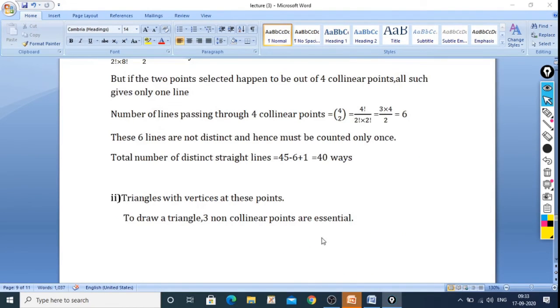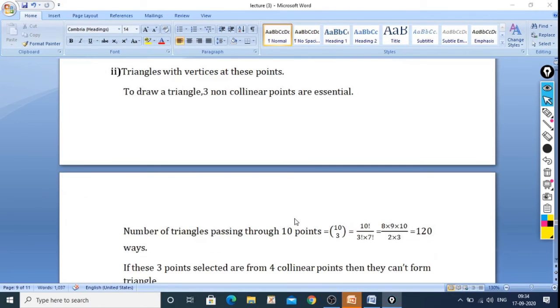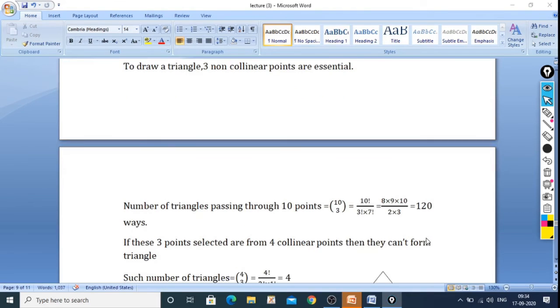See the second part, that is triangle. Triangle with vertices at these points. Now to draw the triangle, three non-collinear points are essential. Out of these points, 2 points can be collinear. So the number of triangles from 10 points is 10C3, that is equal to 10 factorial upon 3 factorial into 10 minus 3, that is 7 factorial. Up to 7 factorial it will get cancelled. So remaining is 8 into 9 into 10 upon 3 factorial, means 2 into 3. So it is 120 ways.